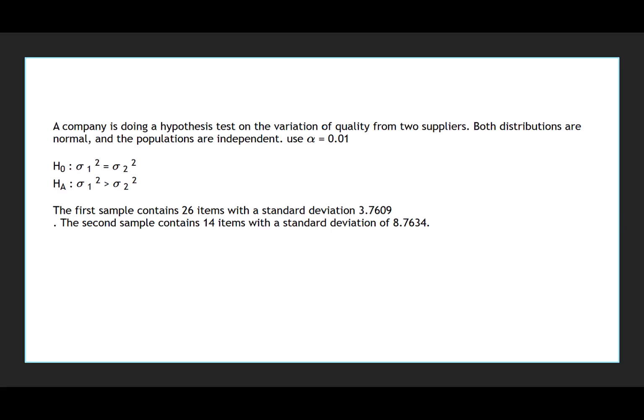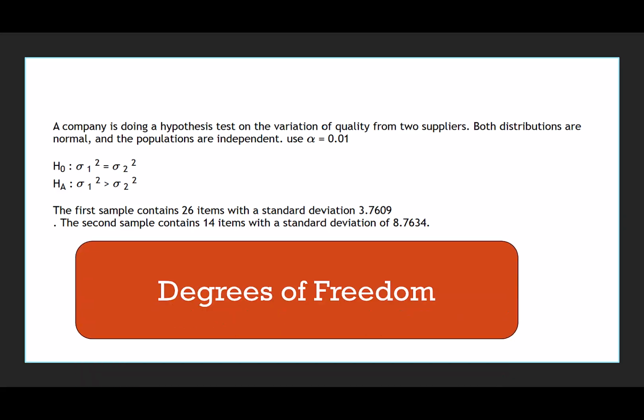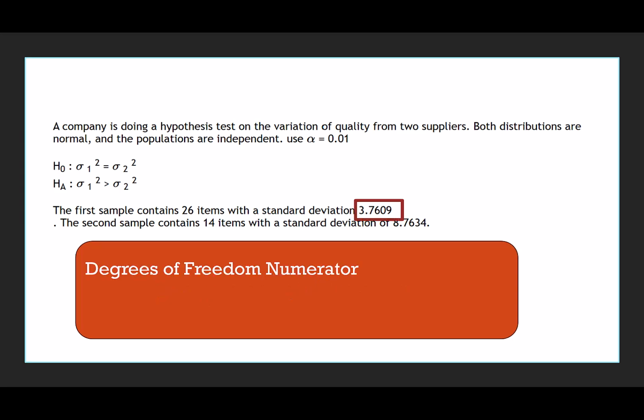Just because we have first sample and second sample, that doesn't mean the first sample is sigma 1 and the second sample is sigma 2. Instead, when we go to do the degrees of freedom, we need to look at the standard deviations. Sample 1 has a standard deviation of 3.7609. Sample 2 has a standard deviation of 8.7634. Because 8.7634 is larger, we're going to use this in the numerator.